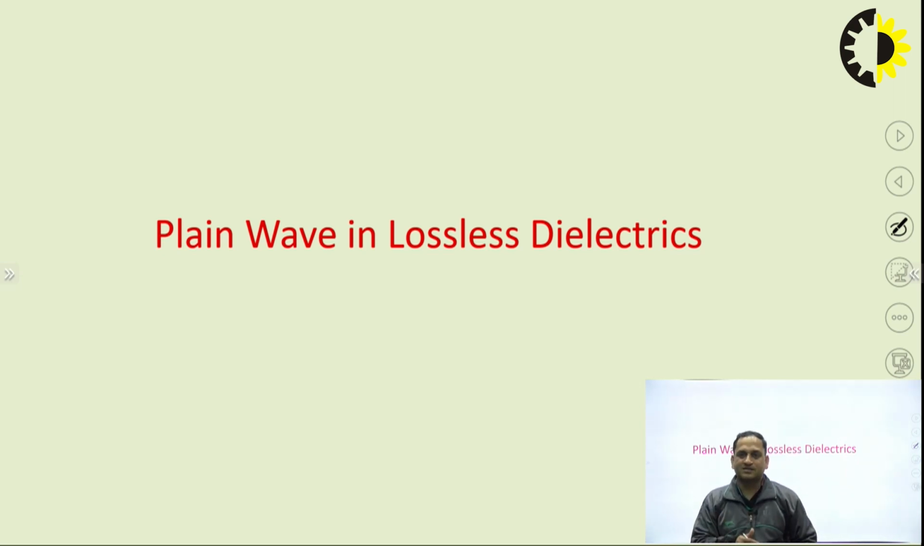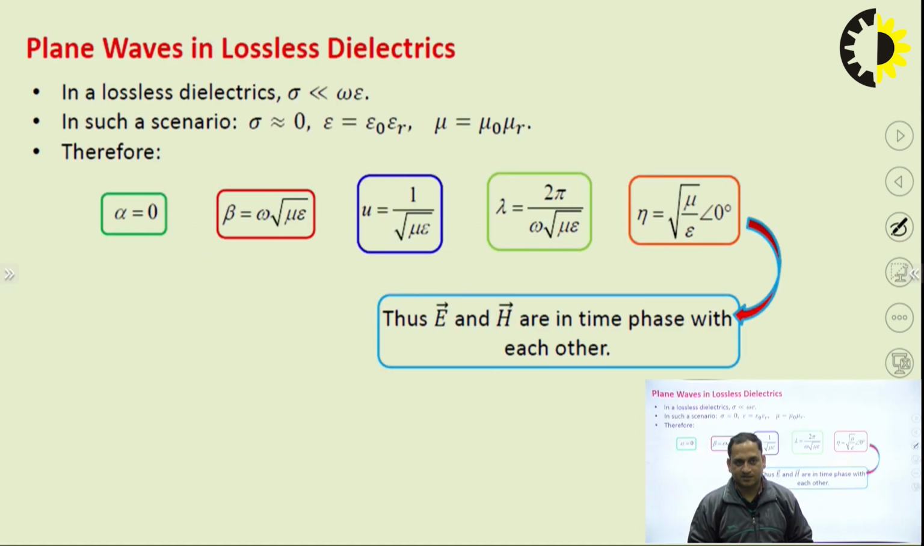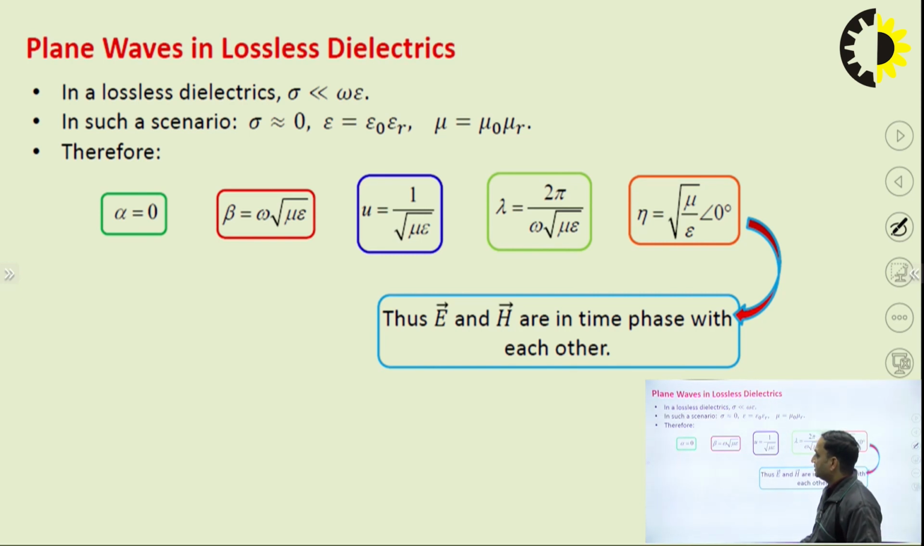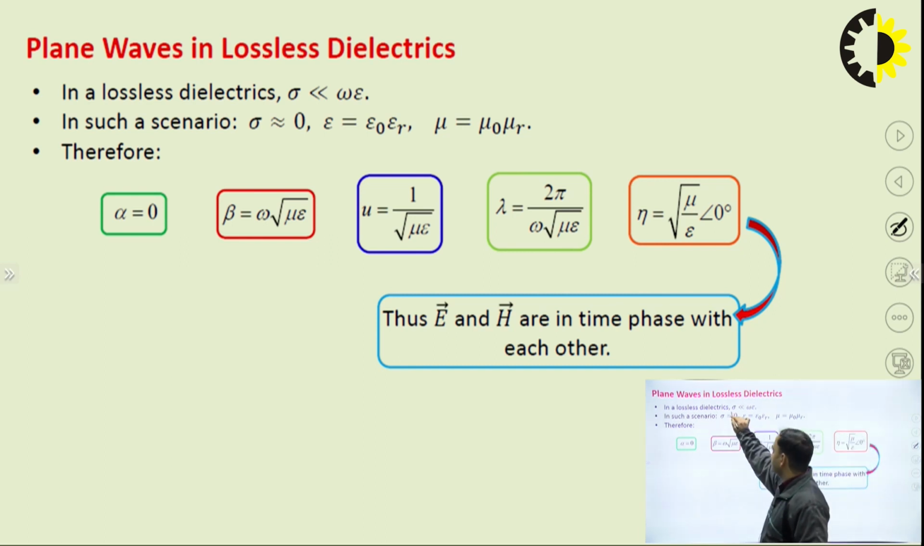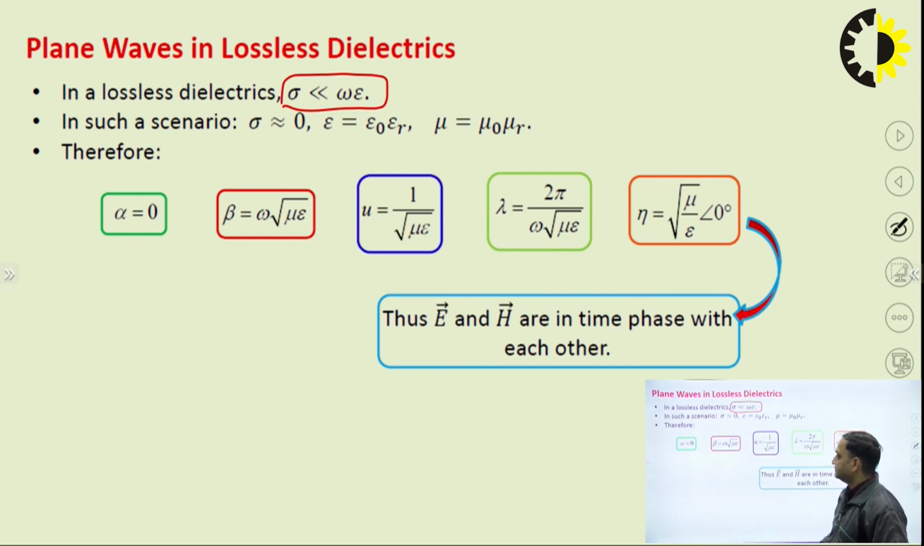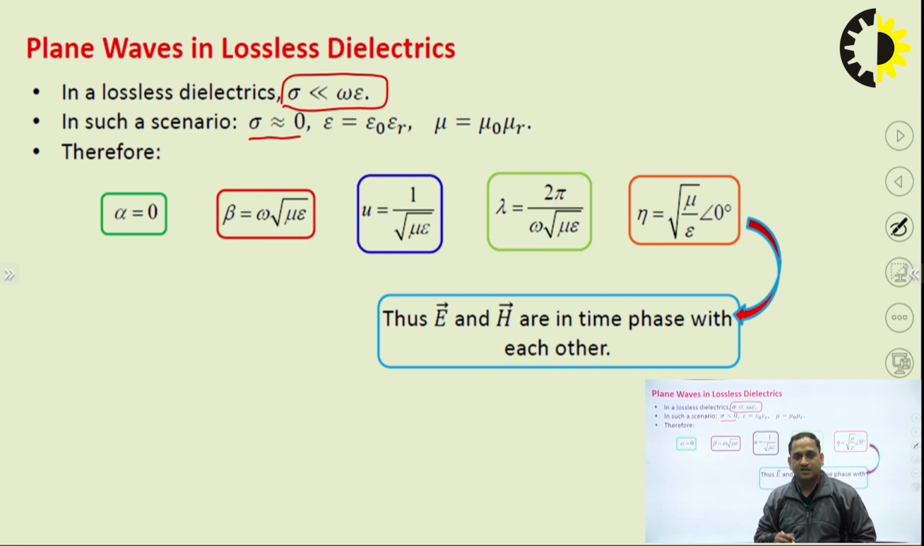In the first case we discussed the generalized case of EM waves, that is the lossy case, where the medium is lossy in nature. The next is the lossless dielectric case. In that, the condition we have to apply is that sigma is very much less than omega epsilon. This is the condition for the lossless dielectric. In some scenarios we can assume that sigma is almost 0. If sigma is 0, it means there is no conductivity.